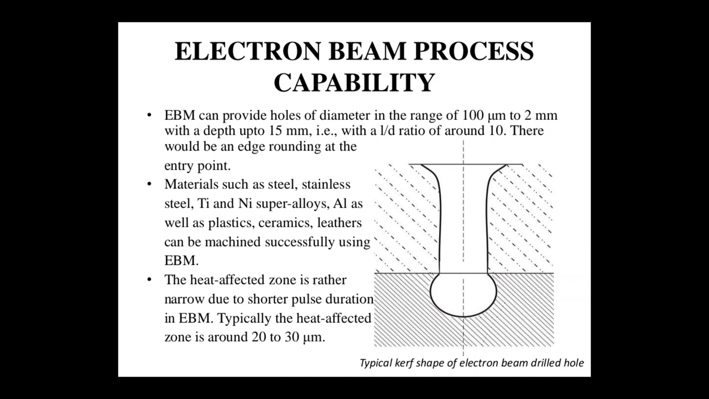The heat affected zone is rather narrow due to the shorter pulse duration in EBM. Typically the heat affected zone is around 20 to 30 micron.